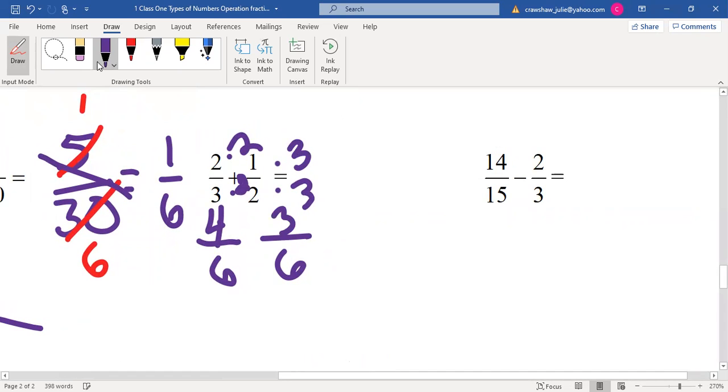So 1/2 is equivalent to 3/6. Now that I have a common denominator, I can simply add the numerators, and I get 7 over 6, which does not reduce.